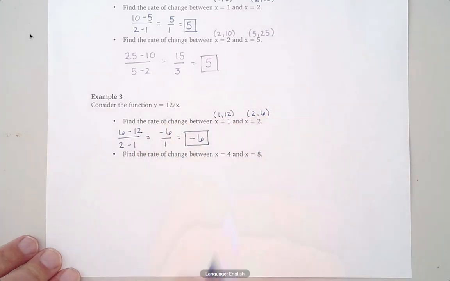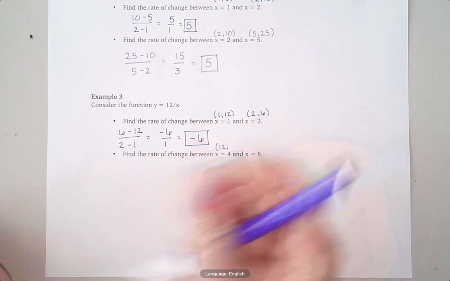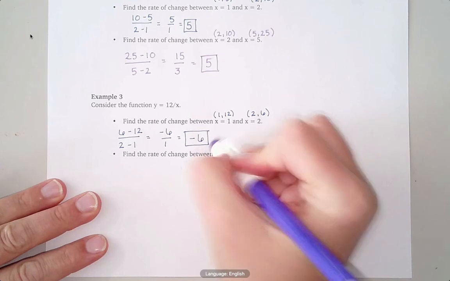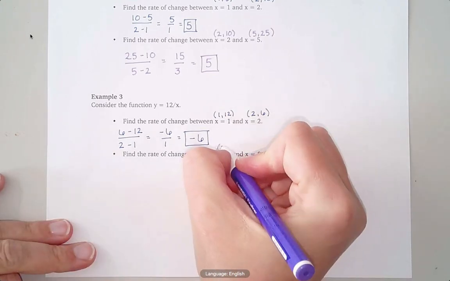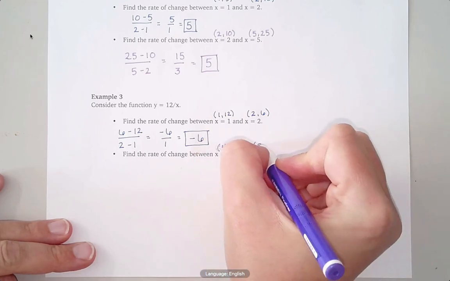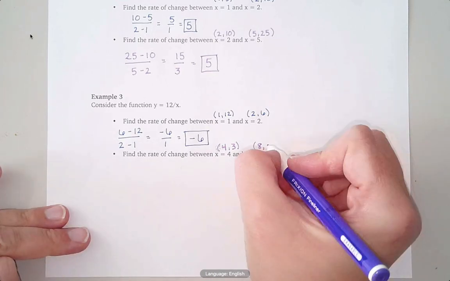Again, totally acceptable for a rate of change. So now when I look at 4 and 8, when I plug in a 4, 12 divided by 4 gives me 3. Whoops, sorry, not 12. My x value should have been 4 here. So I plugged in a 4 and I got 3 out as an answer. I plugged in an 8, and let's see, 12 over 8 is going to be 3 over 2, so that would be 1.5.